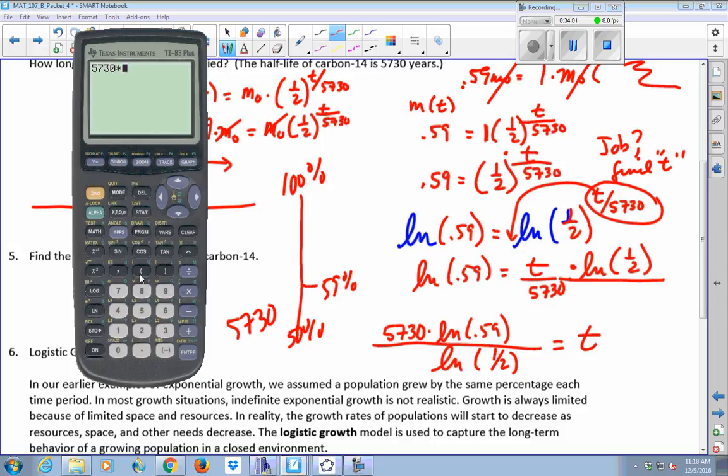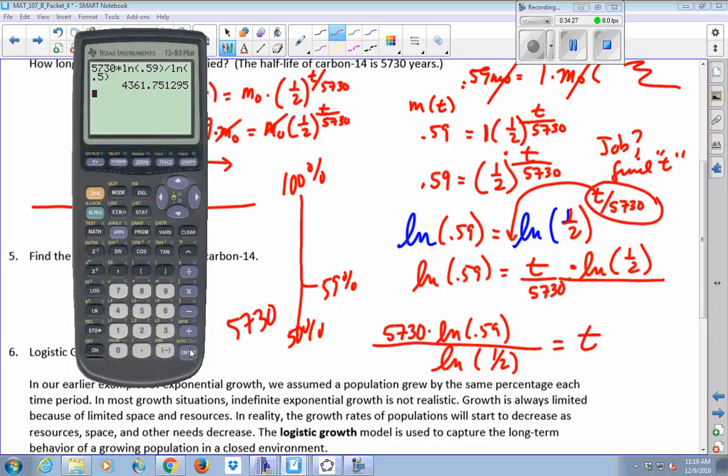5730 times the natural log of 0.59. So I don't have to put a whole set of parentheses around the whole thing, because the calculator knows I'm going to do that multiplication before I divide by the natural log of 1/2, which is 0.5. And there I go. 4,361 and about 3/4 years.